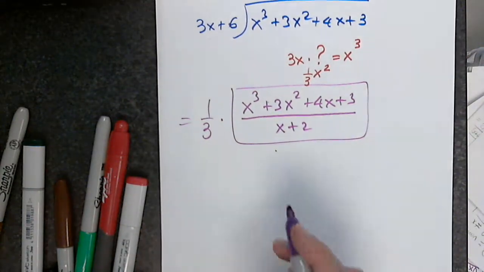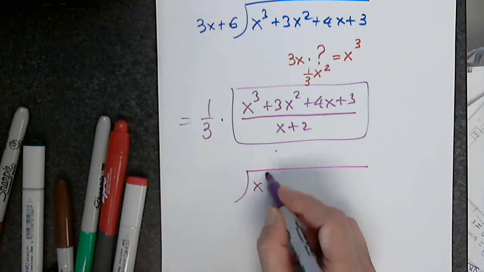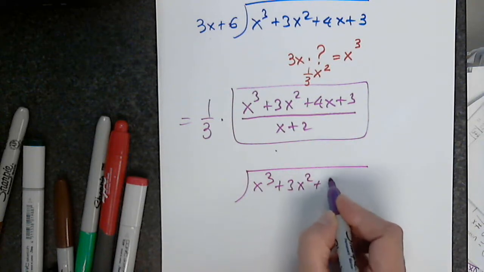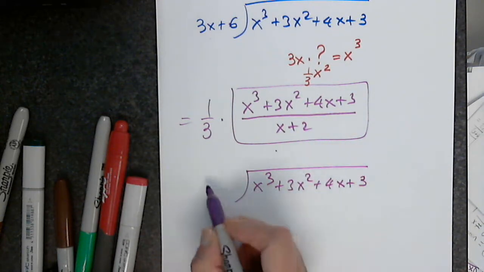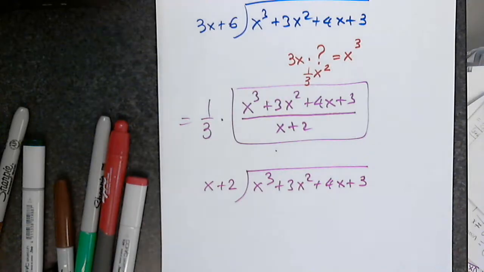So now I start my algorithm. I have x cubed plus 3x squared plus 4x plus 3, and divide by x plus 2. This is so much better.